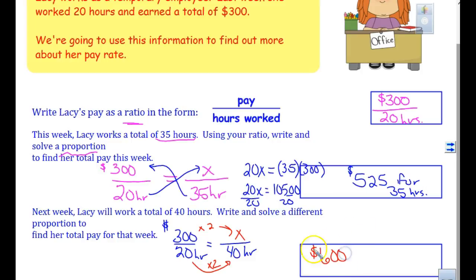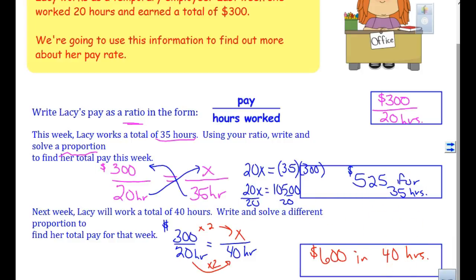Does that make sense? I worked more hours, $600 in 40 hours. Here I had 35, okay? So I had $600 in 40 hours. Okay, so that's like working for the week if you were getting paid that rate.